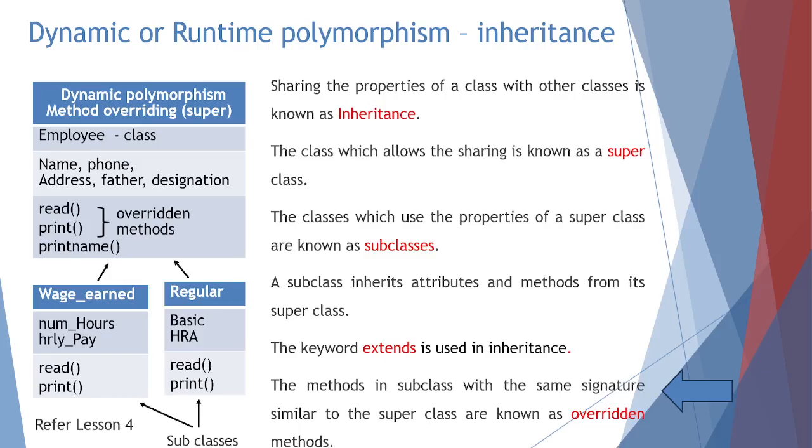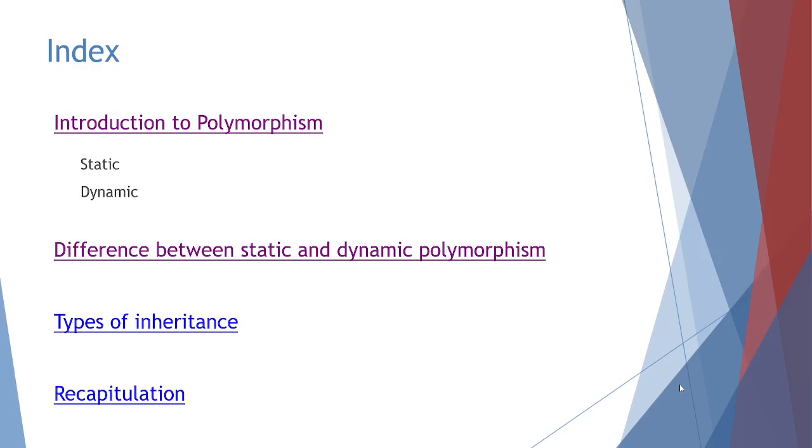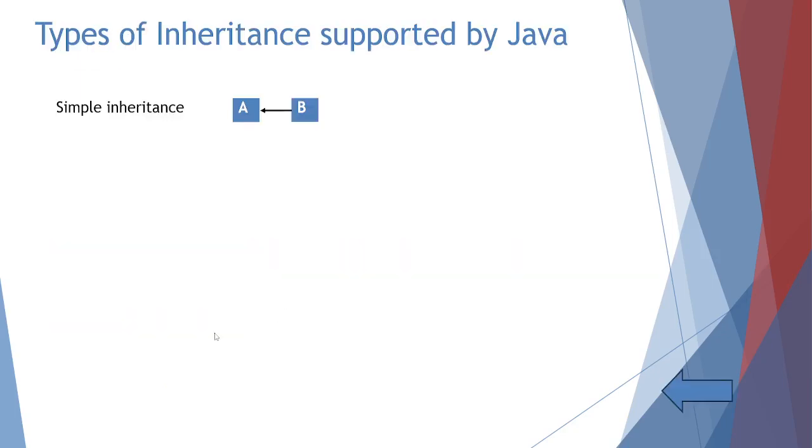Whereas in static polymorphism, signature is changed. Only one class is there in static polymorphism. But in dynamic polymorphism or runtime polymorphism, more than one class is there in the scenario, and the signature must be same for the overridden methods. Let's understand dynamic polymorphism with the help of a program after understanding types of inheritance.